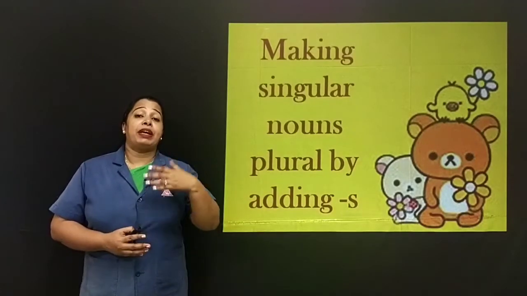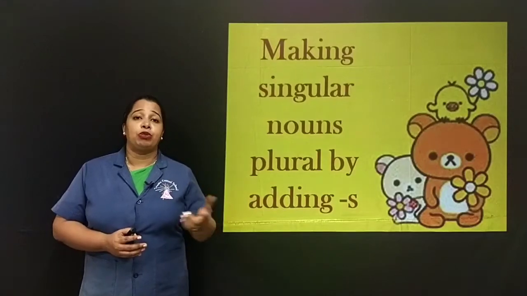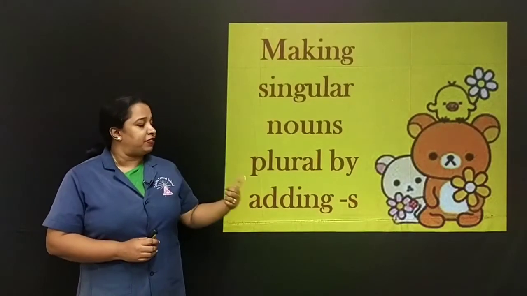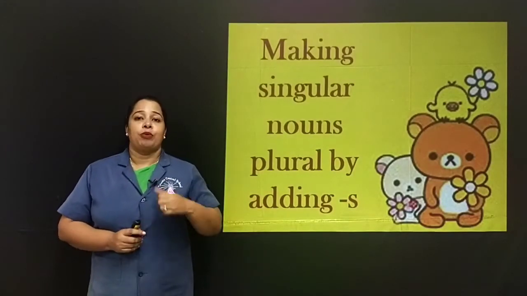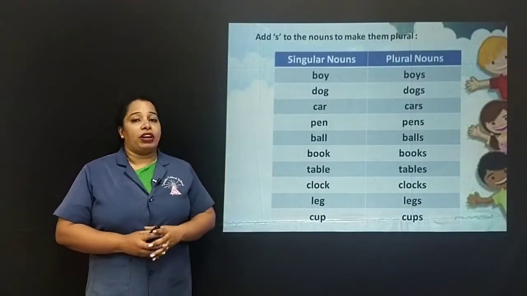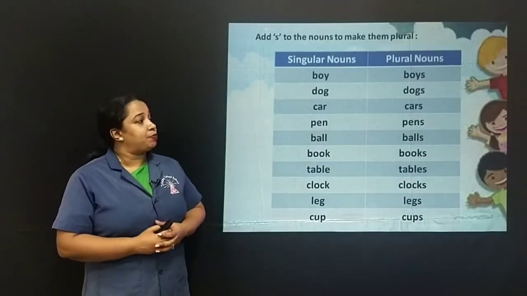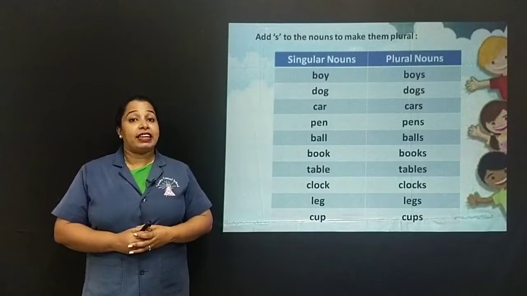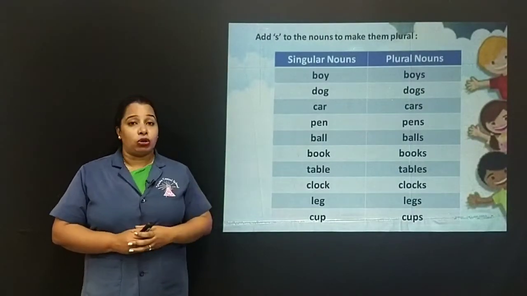Now let's learn about making the singular nouns plural by adding the letter S. Now this is the basic rule of adding the letter S to make the singular nouns plural. If we want to make some nouns plural, we take the help of this letter S. We call letter S to come and help us to make the singular nouns plural. Which are the words? Let's have a look. For example, boy. One boy. If I want to make boy as plural, then we add S at the end. The letter S at the end. It becomes boys.